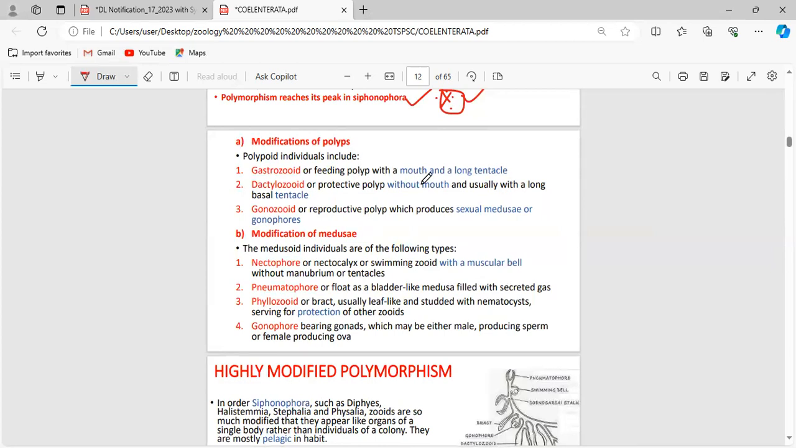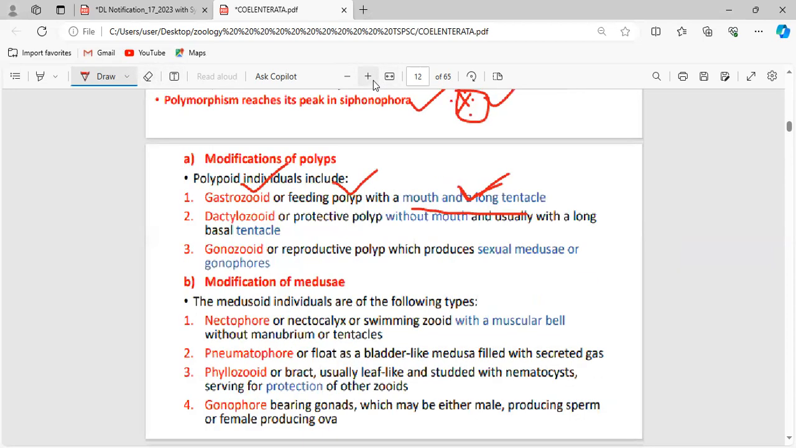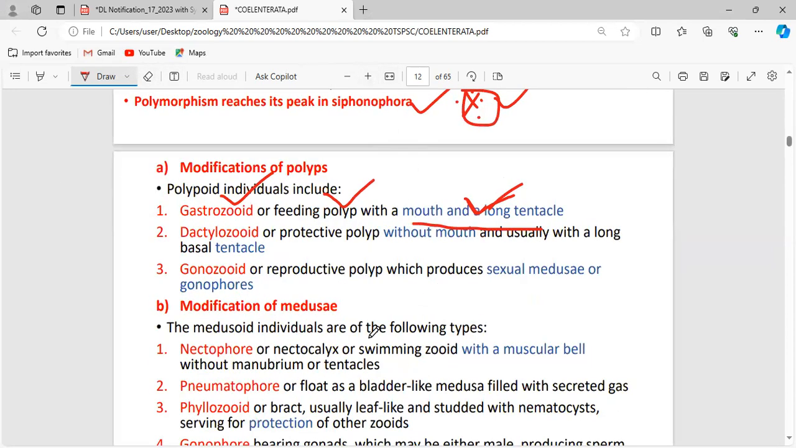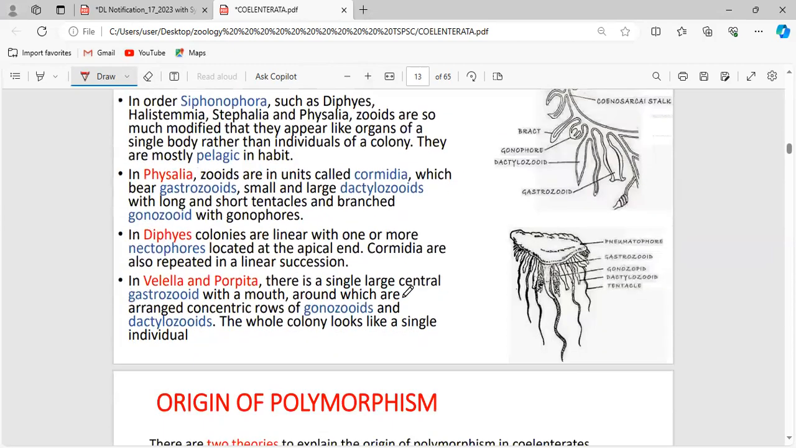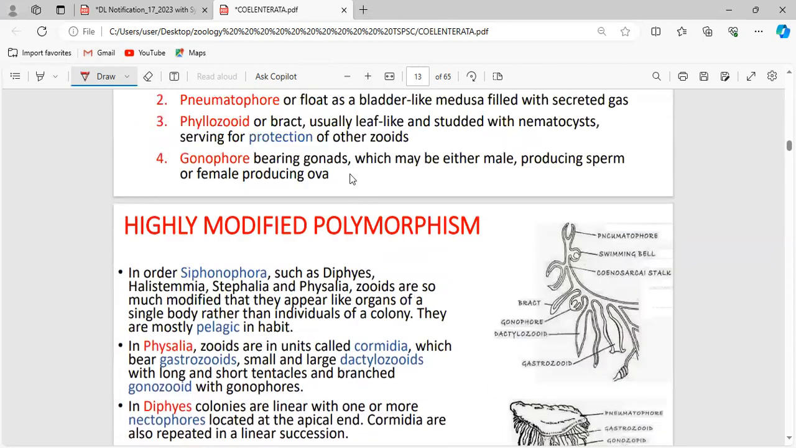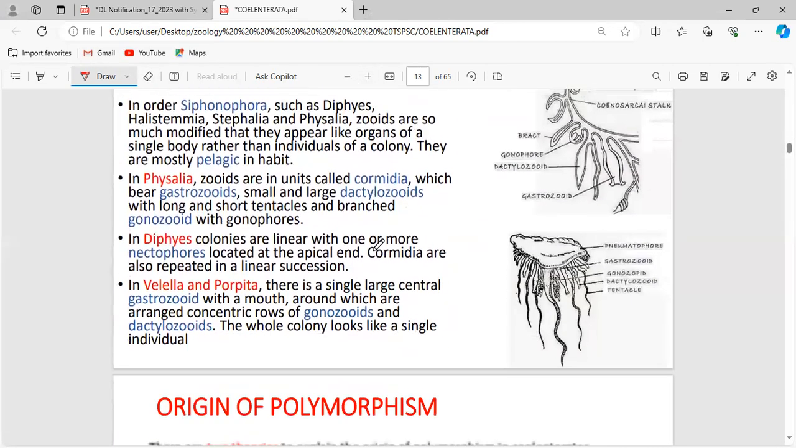In case of gastrozoid, what structure do they have to perform the respective function? Mouth and the long tentacle. So, what is their modification? What is their purpose? And what structure are they developing to fulfill their function? Everything is important. In the same way, you have to read all these things. Now, highly modified polymorphism.